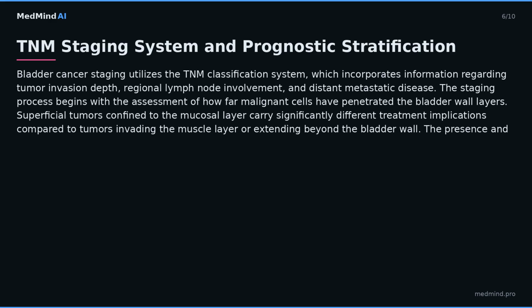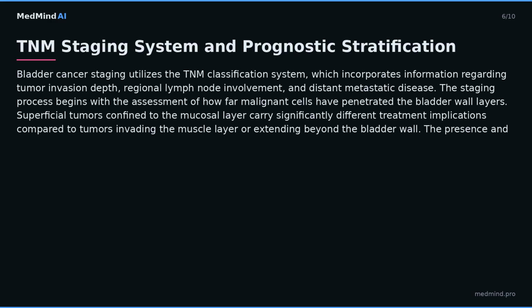The staging process begins with the assessment of how far malignant cells have penetrated the bladder wall layers. Superficial tumors confined to the mucosal layer carry significantly different treatment implications compared to tumors invading the muscle layer or extending beyond the bladder wall.